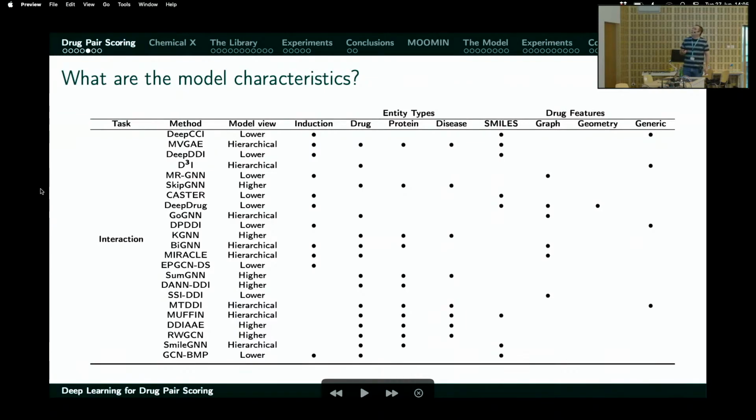Cool. Other than that, we saw that most of the models that can incorporate systems biology use drug entities and protein entities. That is super interesting for us because that means that if you have a large database, for example, of binding relationships between small molecules and proteins, you can build on top of that.